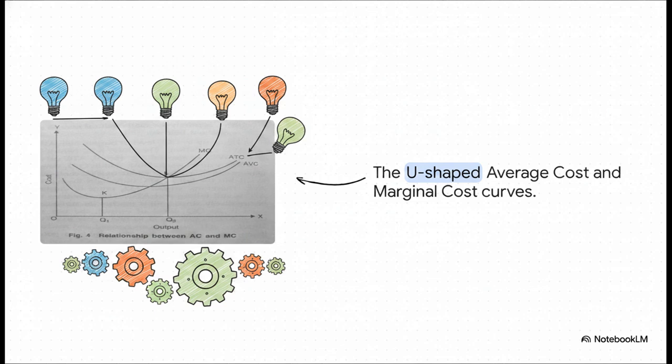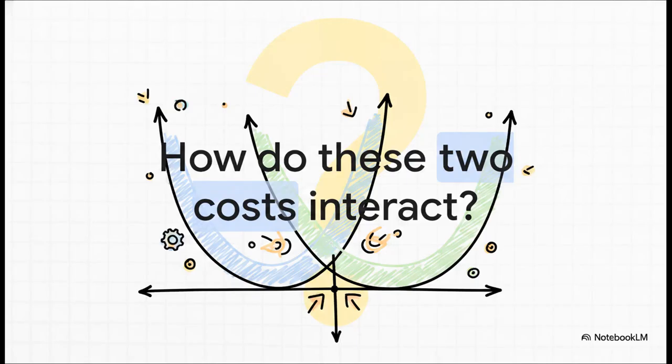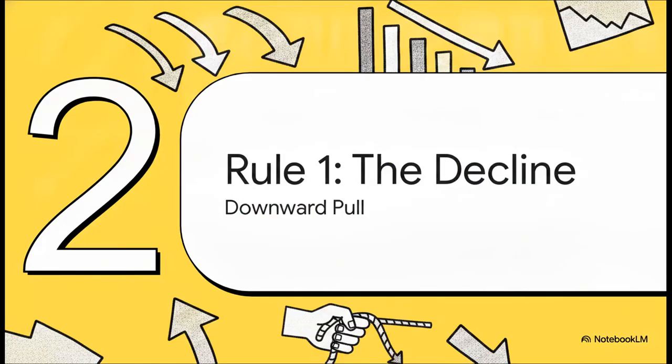And you'll notice the corresponding marginal cost curve shares that exact same U shape. So we've got two U-shaped curves sharing the same graph. The central question we really need to answer is, how exactly do these two specific costs interact with one another as production output increases along that horizontal axis? Which brings us perfectly into the first act of our play-by-play.